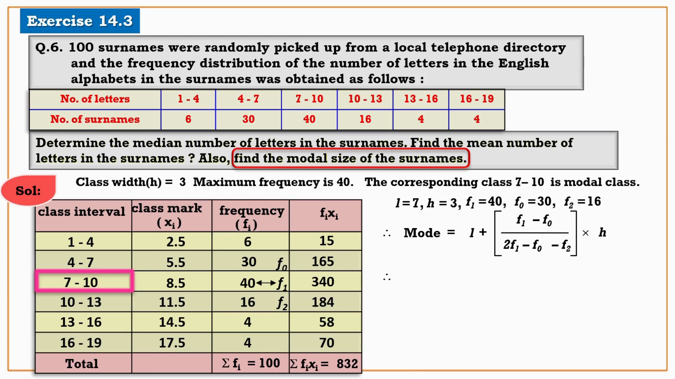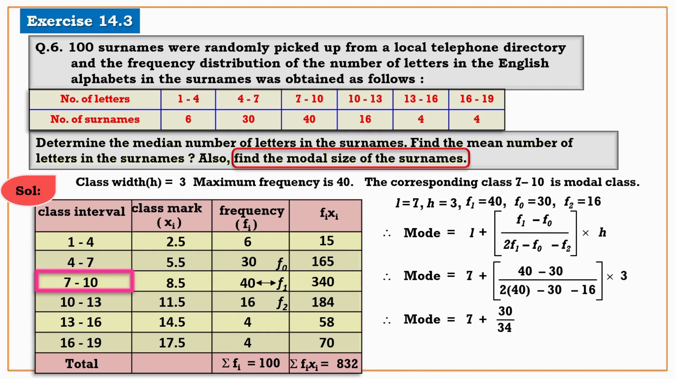Now put all the values in this formula. 7 plus (40 minus 30) by (2 into 40 minus 30 minus 16) into 3. Now if we calculate 7 plus 30 by 34, it is coming approximately 0.88. So the mode value is 7 plus 0.88, that means 7.88. So the mode is 7.88 liters.